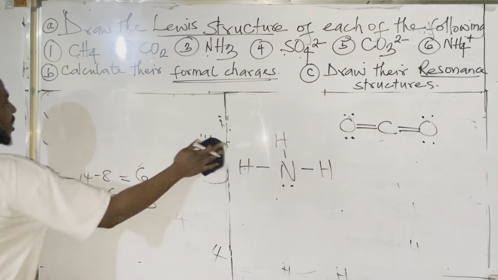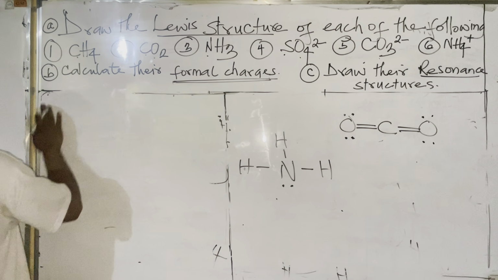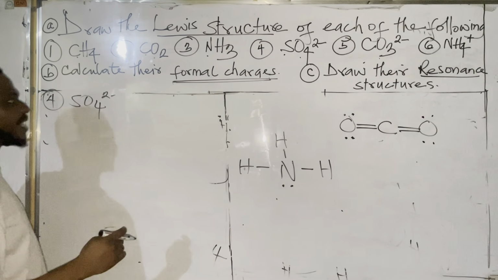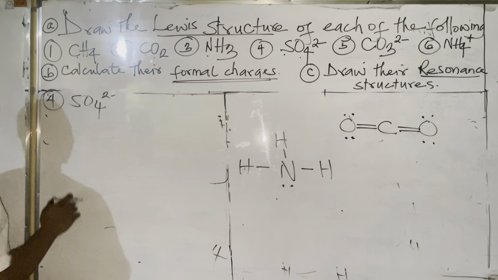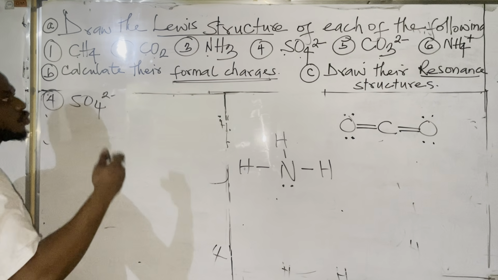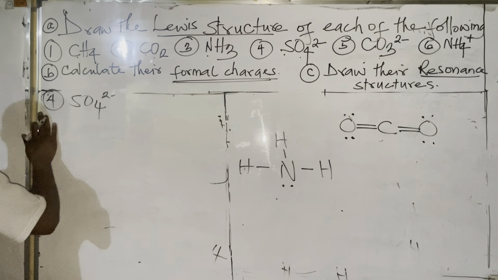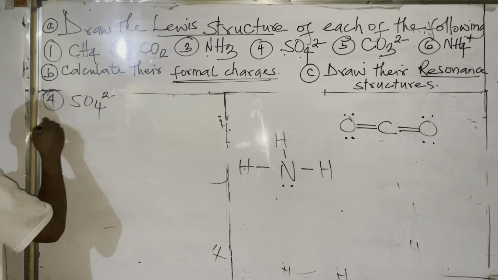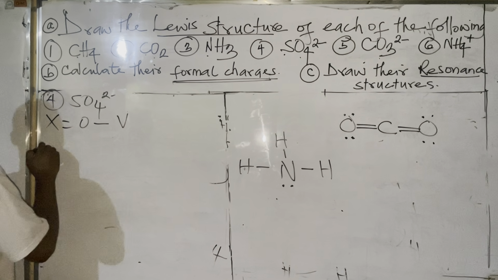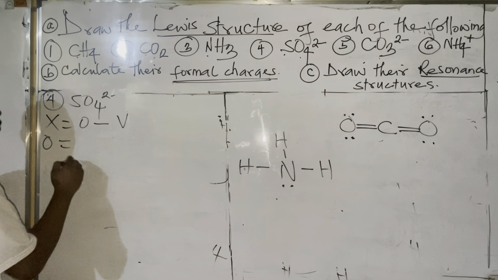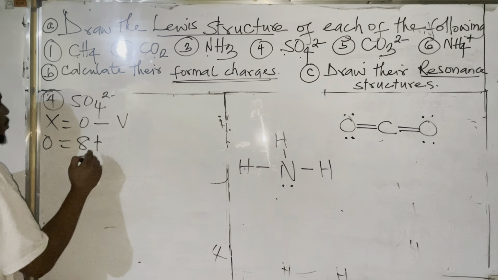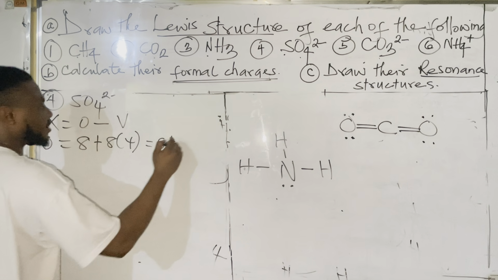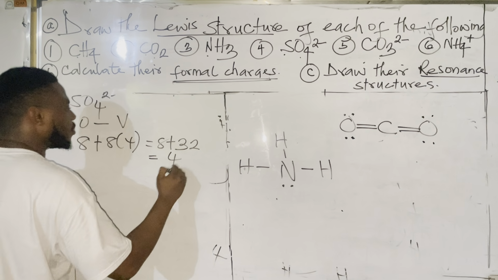Now let's quickly draw the Lewis structure for SO4 2-. If you look at this, you realize that it now has a charge. So how do we calculate the Lewis structure for charged compounds? It's very simple, it's not difficult. So X will be equal to O minus V. O will be equal to, sulfur obeys the octet rule, so 8. Oxygen obeys the octet rule as well, 8 times 4. So 8 times 4 will give us 32. So 8 plus 32 will give us 40.